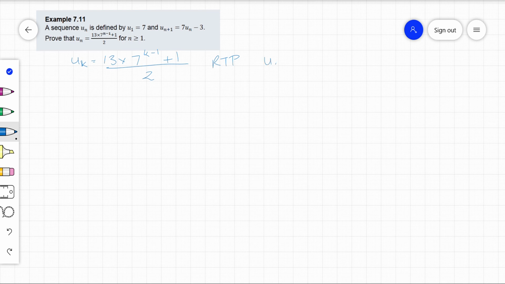What is that? So we've got our U of k plus 1. We want it to equal 13 times 7^k, now we've got k plus 1 minus 1, so that'll be k, plus a big 1 there on 2. Alright, so let's look at our left-hand side of that. So we've got U of k plus 1, and we can say, using our recurrence formula, U of k plus 1 is going to be equal to 7 Uk minus 3, using recurrence formula.